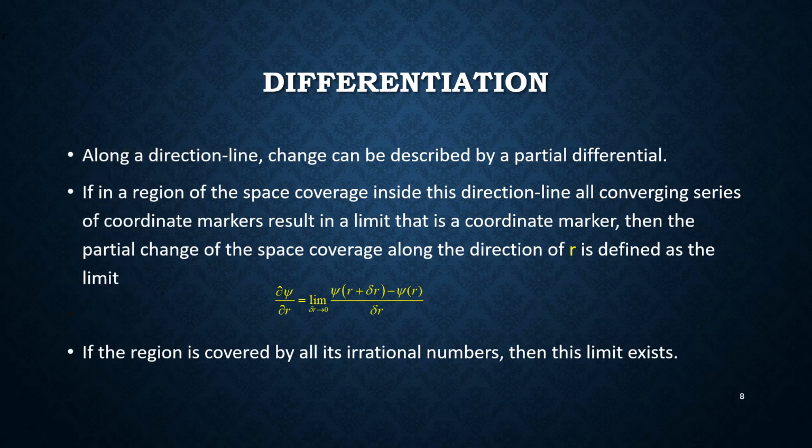Along a direction line, change can be described by a partial differential. If in a region of the space coverage inside this direction line all converging series of coordinate markers result in a limit that is a coordinate marker, then the partial change of the space coverage along the direction of R is defined as the limit. If the region is covered by all its irrational numbers, then this limit exists.